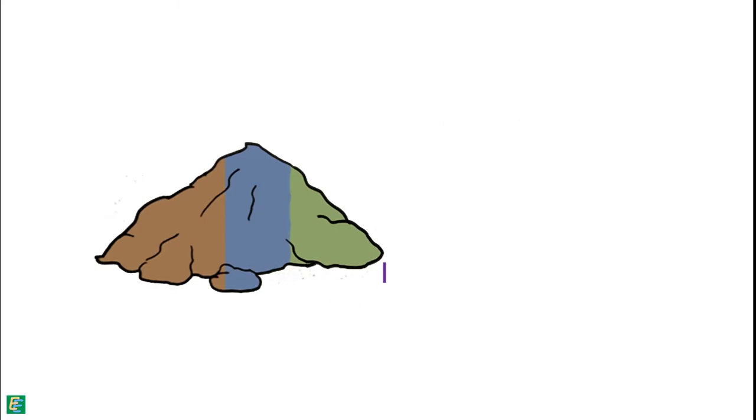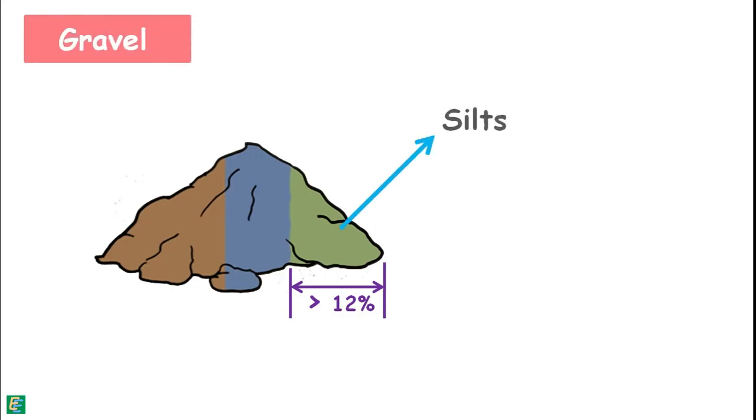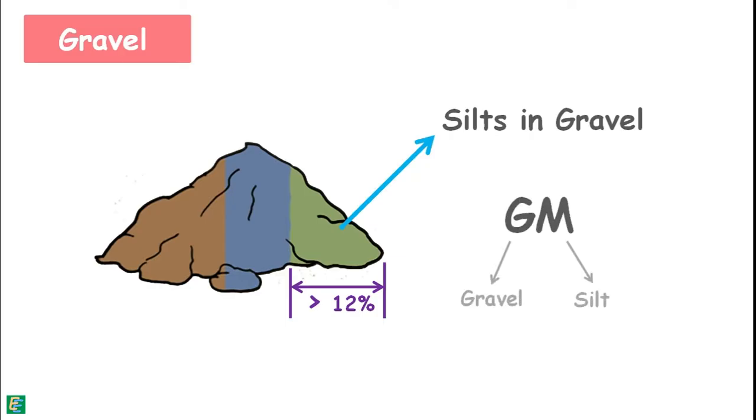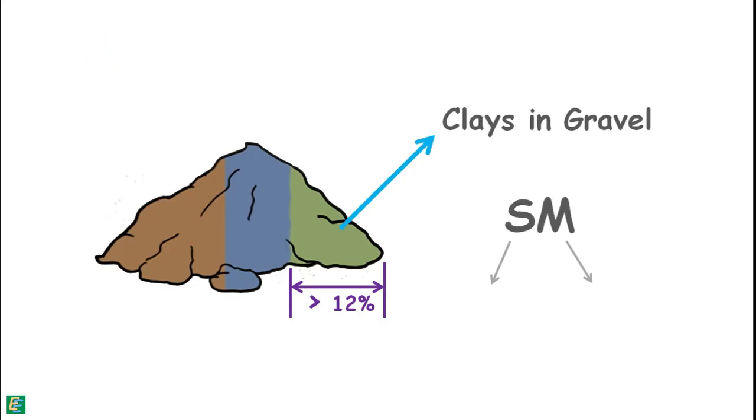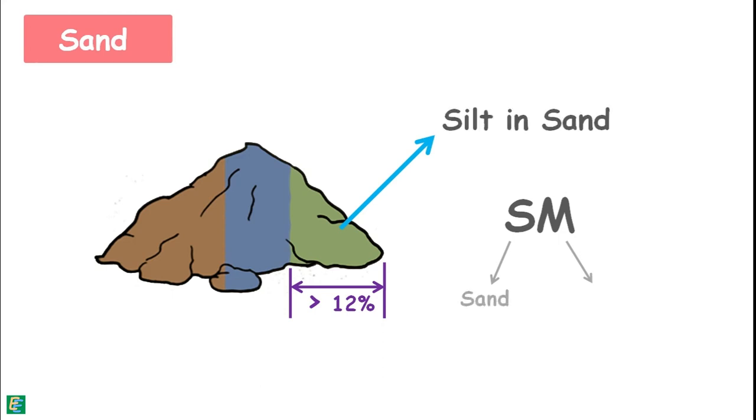Now, if the percentage of fines in the soil is greater than 12%, and if it is gravel soil and contains silts as its fines, it is designated as GM. G for gravel and M for silt. GC if the fines are clay, SM if soil is sand and contains fines of silt, and SC if sand contains fines of clay.